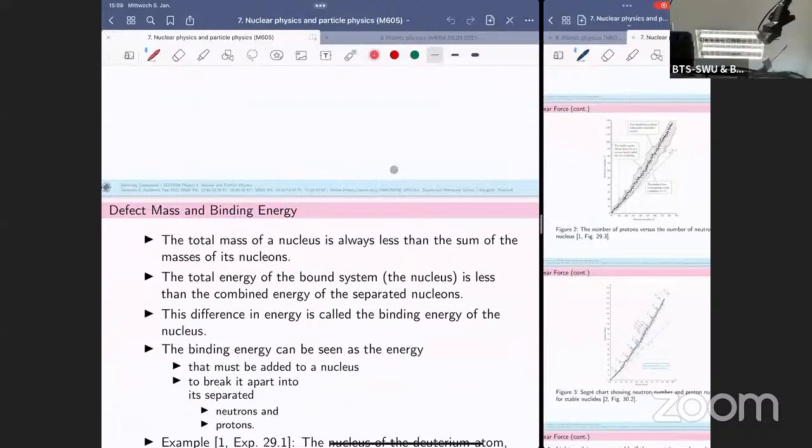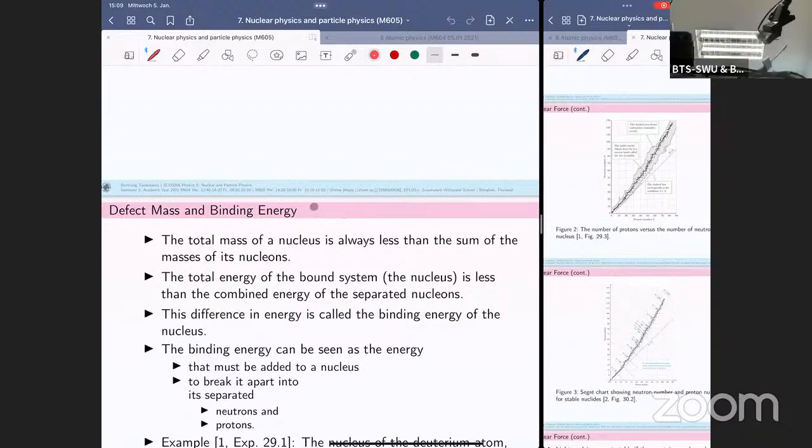The total mass of a nucleus is always less than the sum of the masses of its nucleons. If you think about the mass of each nucleon, whether neutron or proton, and you know exactly the number of nucleons in that nucleus, and you add them, you will find that it's a little bit bigger than the total mass of that nucleus. That brings us to the mass defect and binding energy.